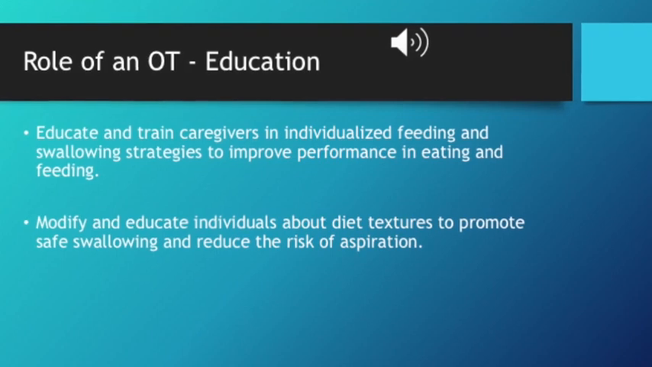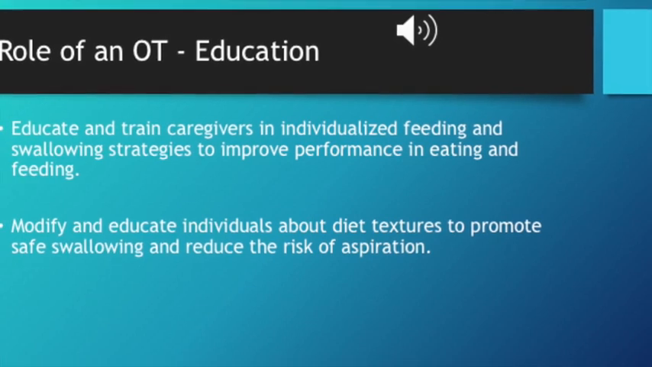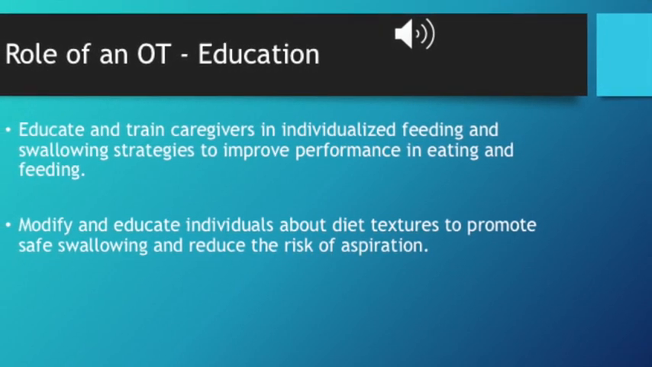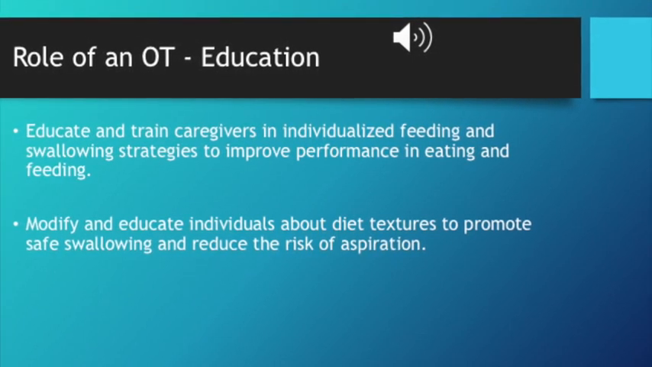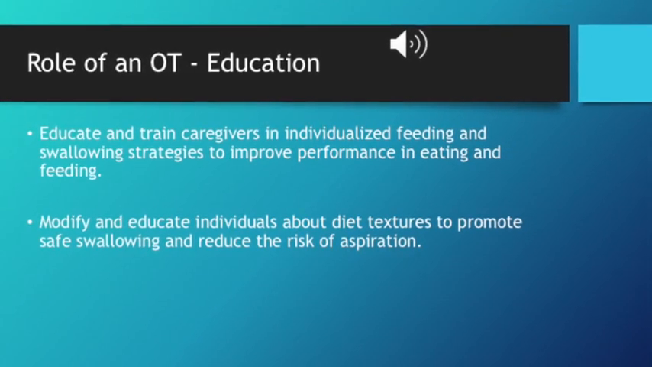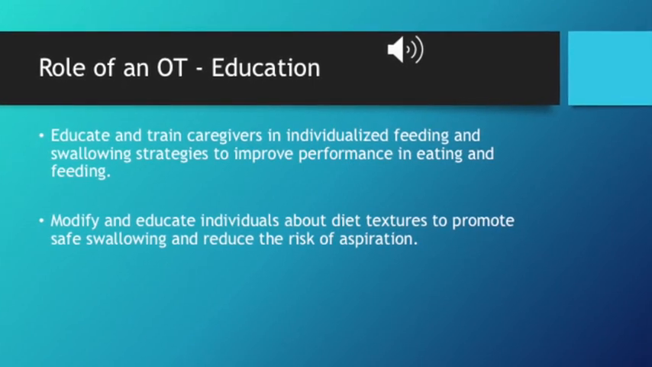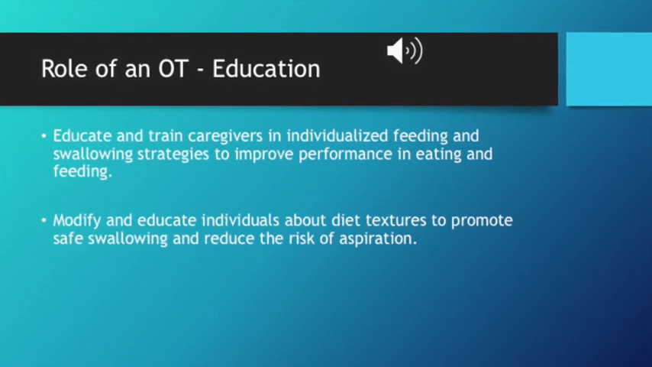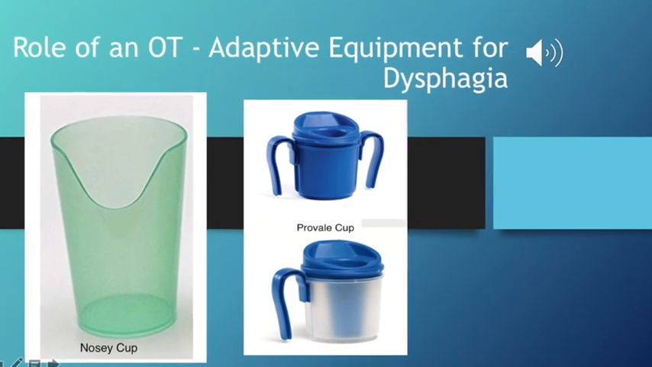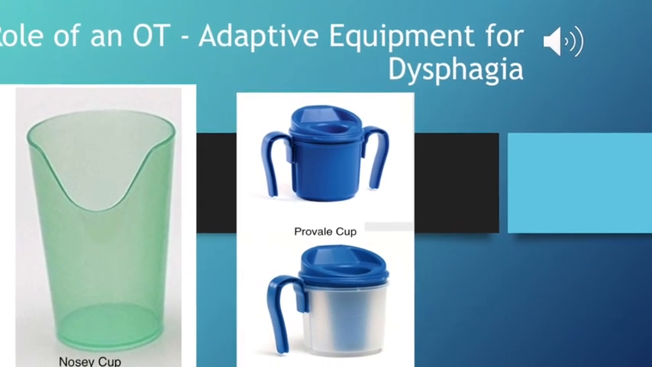In regards to education, the role of an occupational therapist would be to educate and train caregivers in individualized feeding and swallowing strategies in order to improve their performance in eating and feeding. Also, it's important for an OT to modify and educate individuals about diet textures to promote safe swallowing and reduce the risk of aspiration. Some examples of adaptive equipment used for an individual with dysphagia are nosy cups.